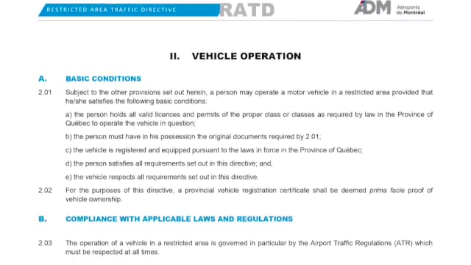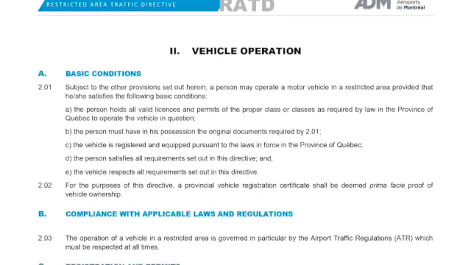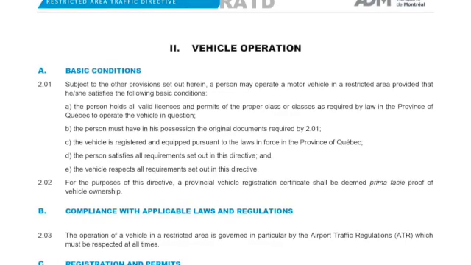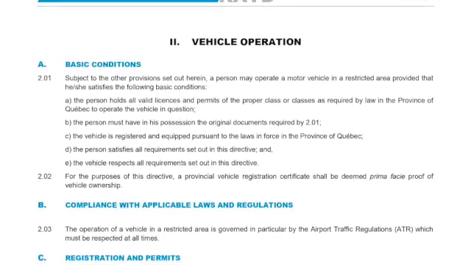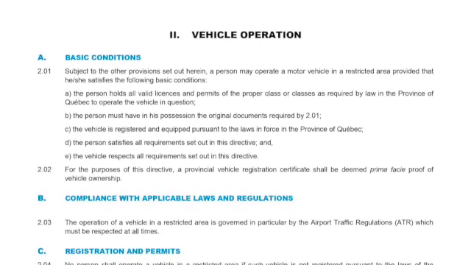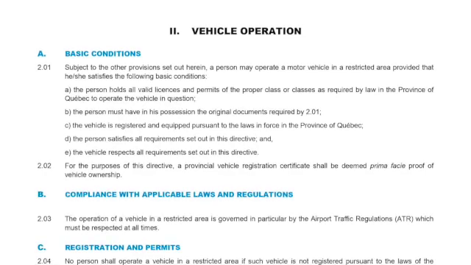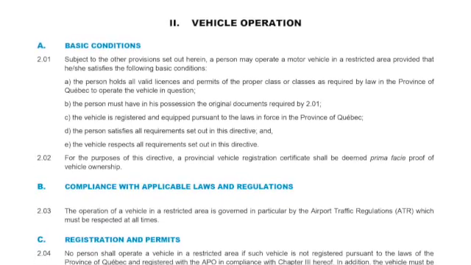B. The person must have in his possession the original documents required by 2.01. C. The vehicle is registered and equipped pursuant to the laws in force in the province of Quebec. D. The person satisfies all requirements set out in this directive. And E. The vehicle respects all requirements set out in this directive.